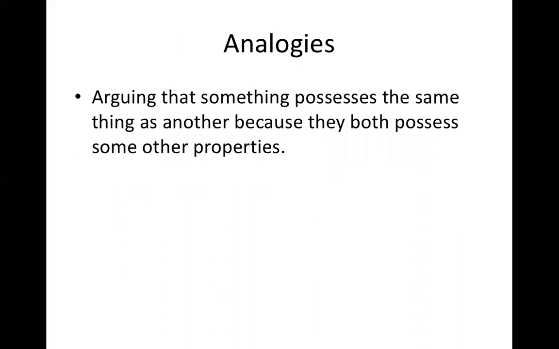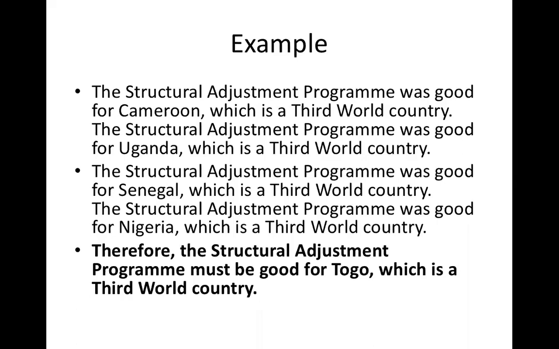Then we have analogies, arguing that something possesses the same thing as another because they both possess some other properties. So this is similar to the explanation I made with A and B having similar properties. So this is an argument by analogy. Let's see an example. The structural adjustment program was good for Cameroon, which is a third world country. It was good for Uganda, a third world country. It was good for Senegal, a third world country. It was good for Nigeria, a third world country. Therefore, the structural adjustment program must be good for Togo, which is a third world country.